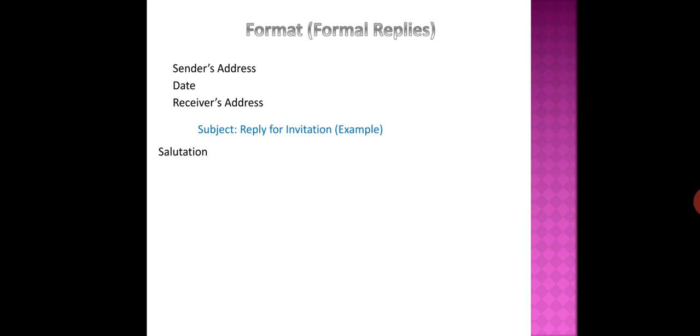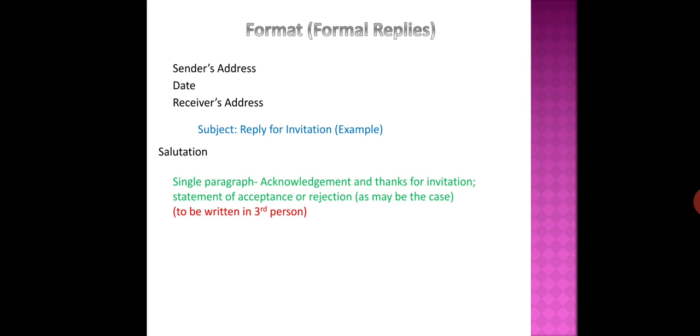Then salutation, then within a single paragraph, acknowledgement also, that thanks for the invitation or the invitation has been received, and then statement of acceptance of invitation or rejection of invitation, as may be the case. And it is to be kept in mind that this will again be written in third person. At the very bottom comes yours sincerely, because this is not an invitation, this is a reply. That is why RSVP will not be mentioned, yours sincerely will be mentioned.